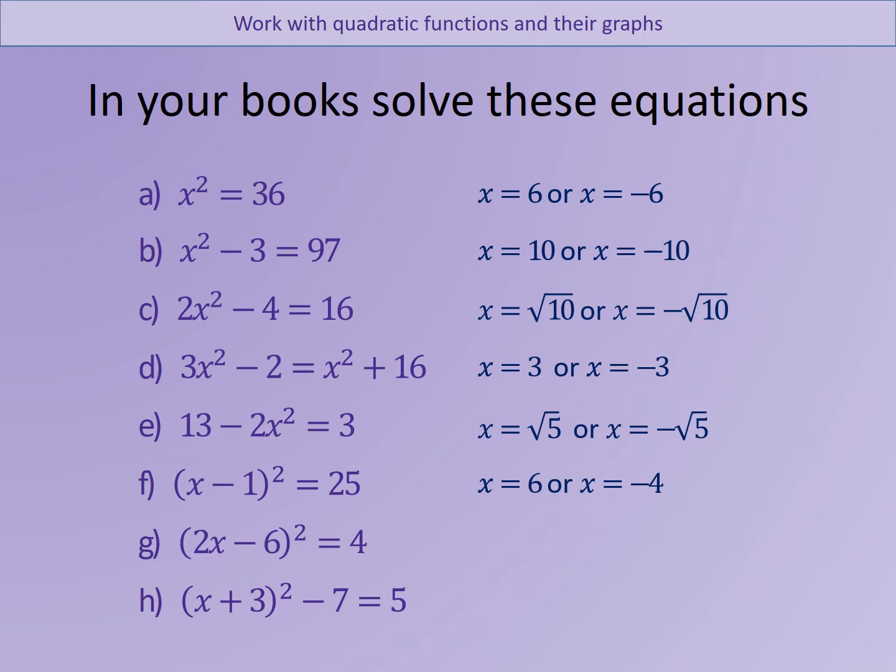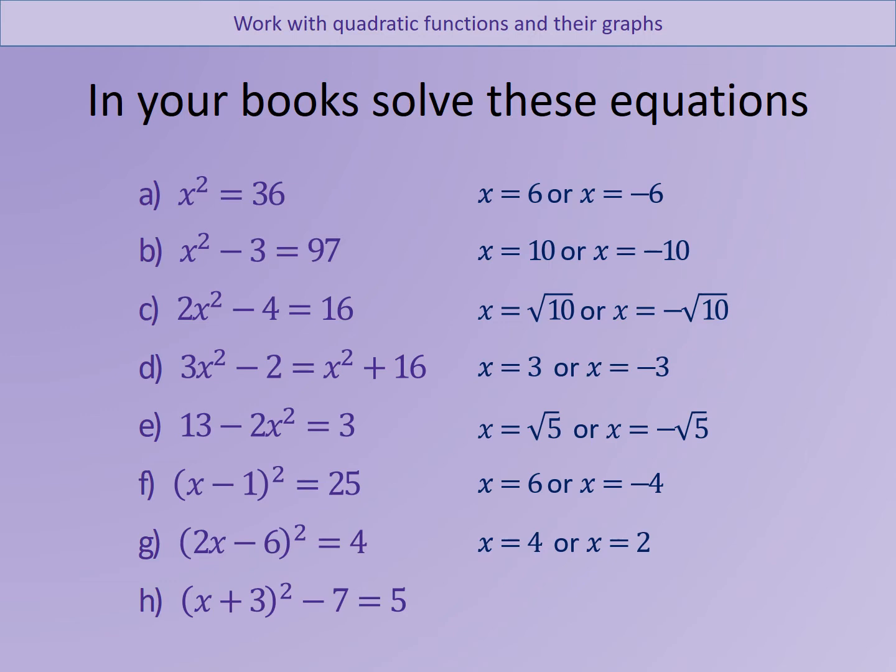G, again, square root both sides first is the best way of going about this. So 2x minus 6 would be 2 or minus 2. And then in the same way, we'd add 6 to both of those answers, then divide by 2, and we end up with the two answers of 4 or 2.